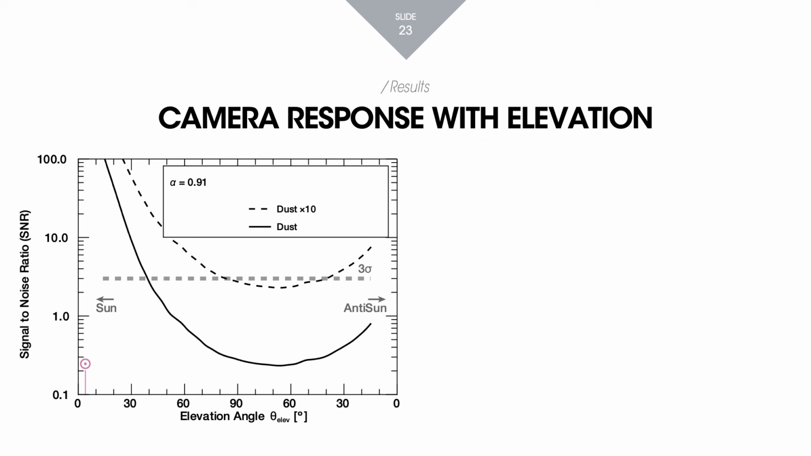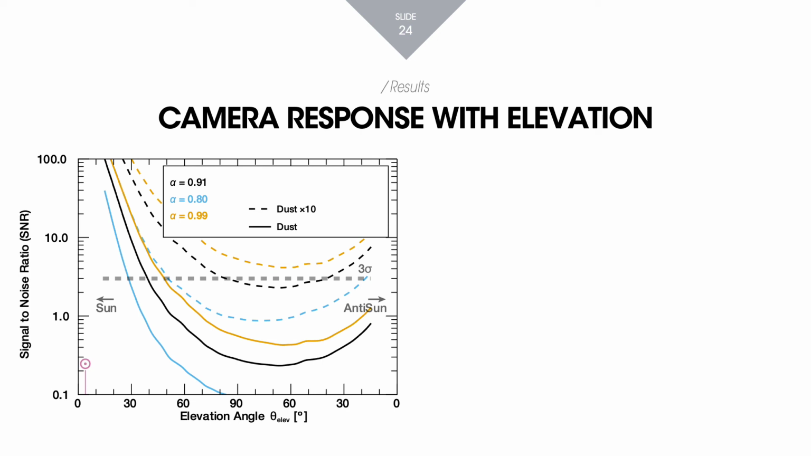SNR is shown for the dust model path integrated case by the black line, and a case with dust increased by a factor of 10, the black dashed line. The thick dashed grey line represents a 3 sigma measurement above which dust is confidently detected and adequate for constraining the dust size distribution. Note that backscattering from dust may be observable at higher line of sight concentrations.